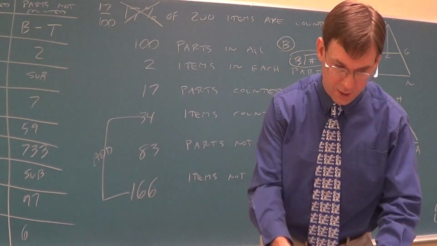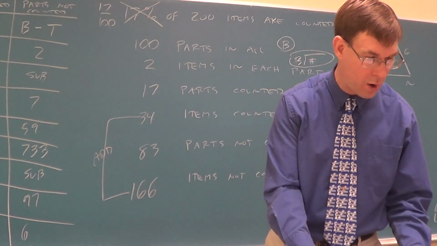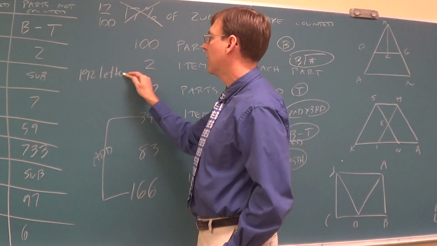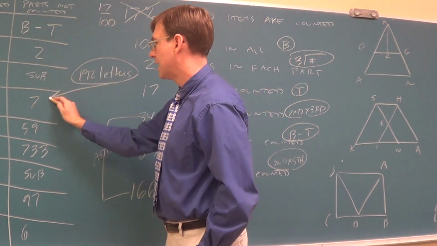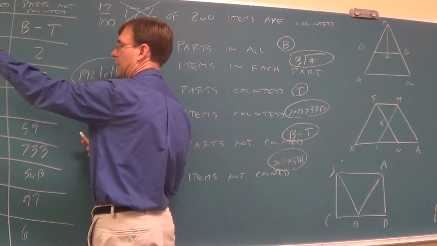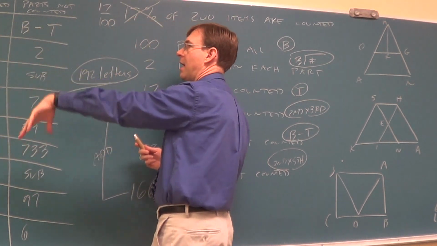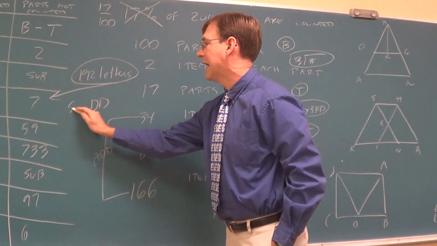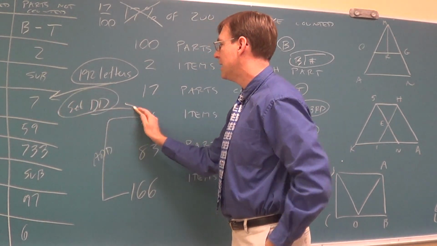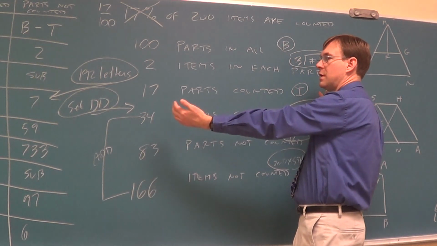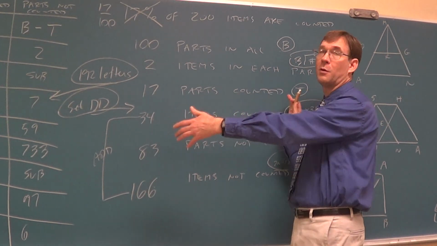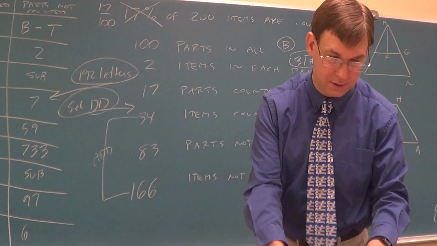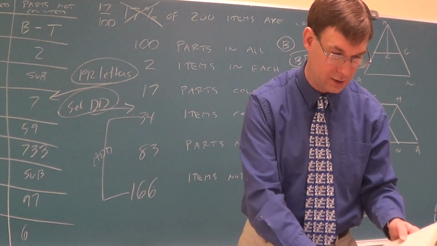No problem with that. So we're going 2 places for homework. There's a 192 letters. The 192 letters is like this. The 192 letters has a chart all laid out for you to identify parts in all, parts counted, parts not counted. Then there's a set DD. Set DD is like this. It's going to have 4 of these questions. So you could either look at it as 4 questions or 24 questions, I guess. But they're going to come in these groups of 6. Set DD talking about percentages.